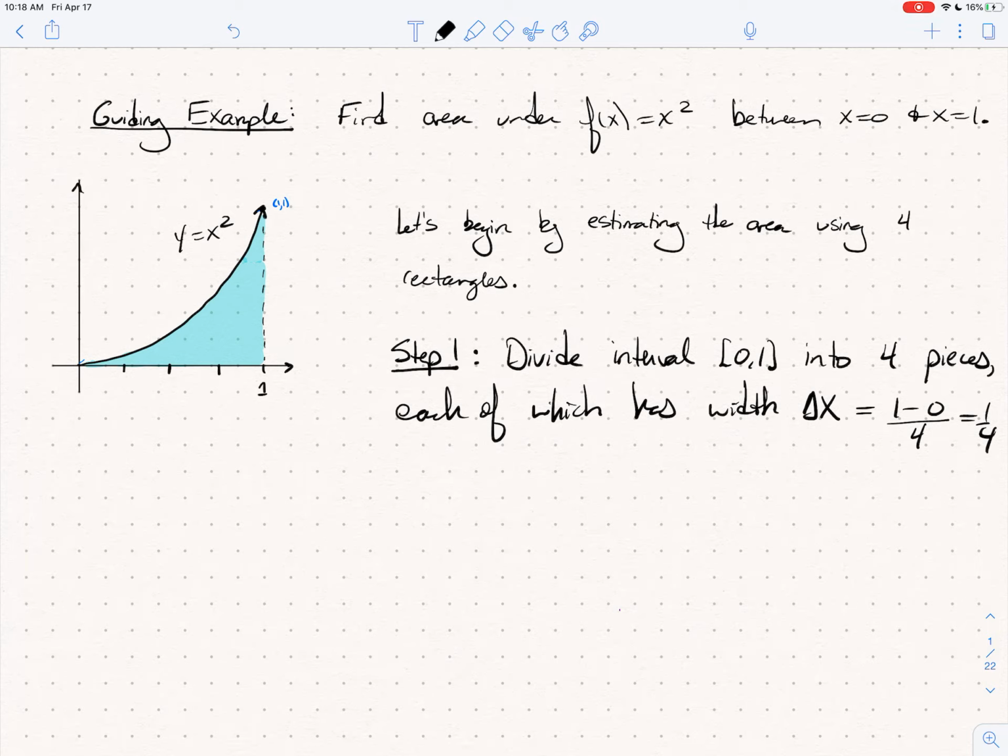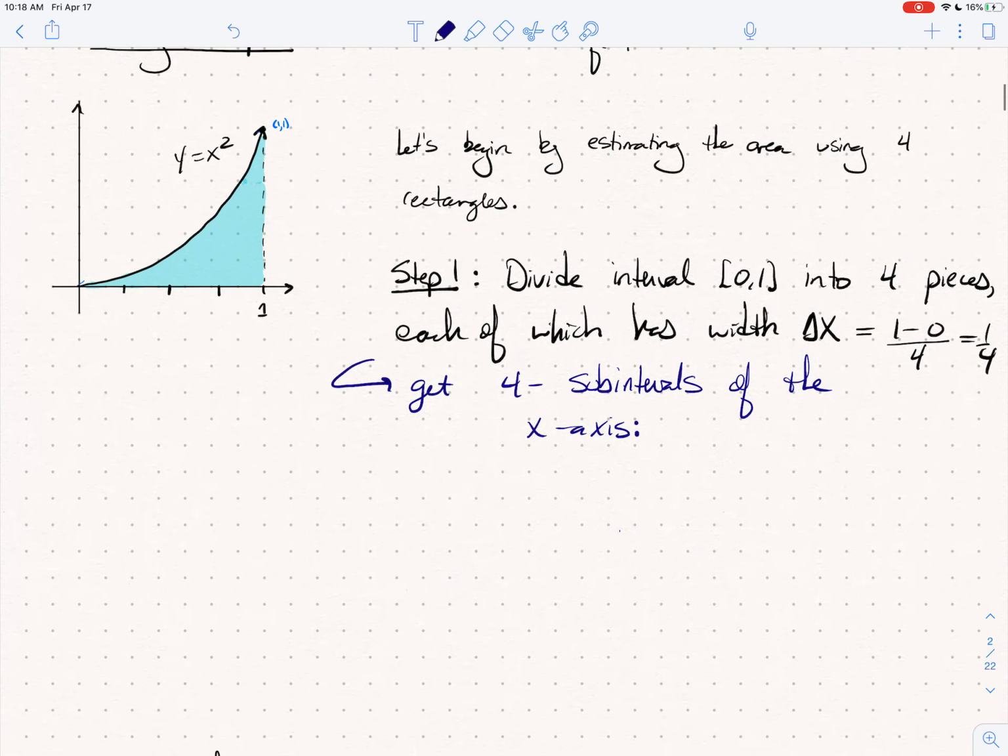I just want you to realize that the width of each piece is the same, and we're going to call that width delta x. Don't let that bother you. It's literally just the width of each piece of the x-axis. They're all the same. And so notice that by breaking the x-axis up, we actually get 4 subintervals of the x-axis.